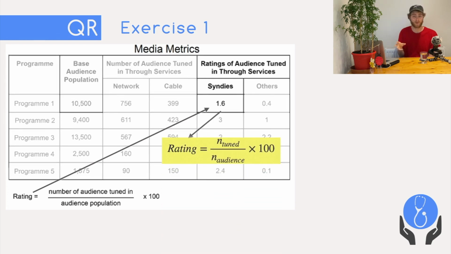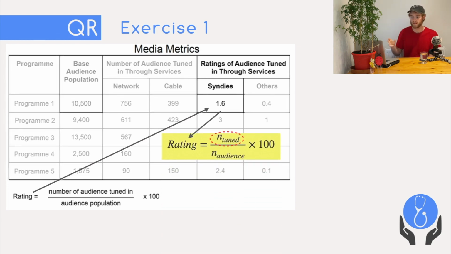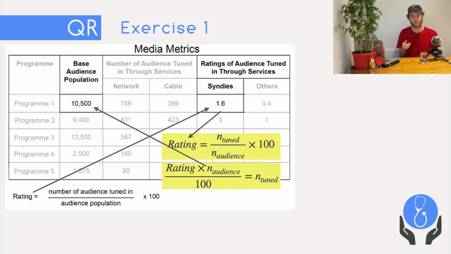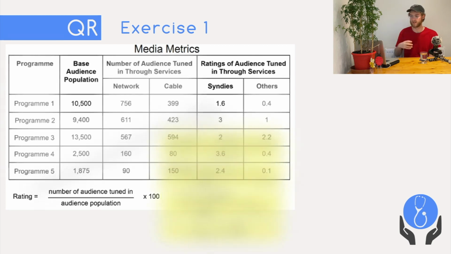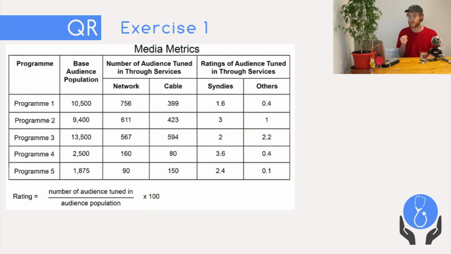We can convert the 1.6 using this formula, quickly just rearrange it so that we have the number tuned in on one side of the equals sign. And then using the total audience for that program, we can calculate a figure for the number tuned in, and that gives us 168. So what I hope you saw when you were looking at this table while you were paused is that columns 3 through 6 show the same information, but just in slightly different forms. But we'll come on to the question now.